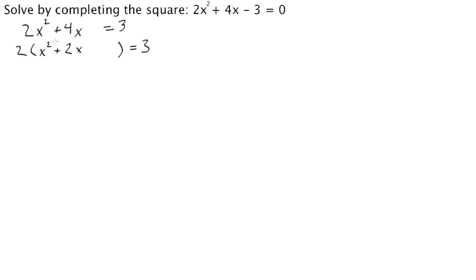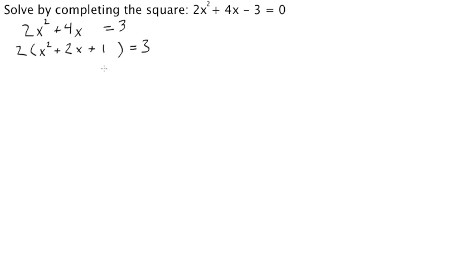The goal here, I want to write what I have in the parentheses here as a perfect square. x squared plus 2x plus something. I'm always going to add something to complete the square. The something that we will always add is going to be half of this number, half of the coefficient of x. So half of 2 is 1. 1 squared is 1. So I'm going to add 1 here.